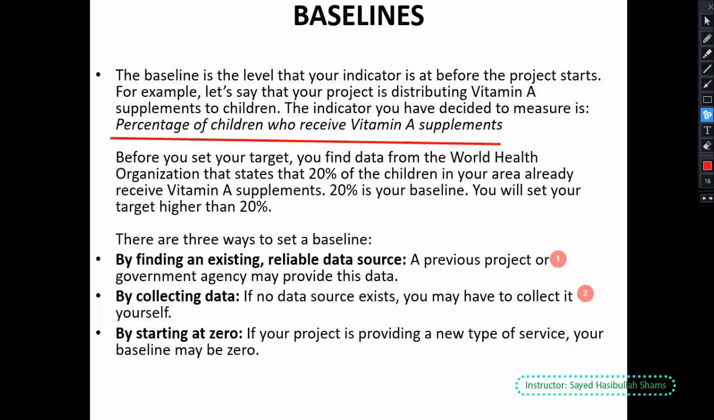Also, we can start at zero. If the project presents or provides new services, your baseline may be zero. It's very good, and also very cost effective, when you implement a new project that no other organization has implemented, so the baseline for your key performance indicators is zero.